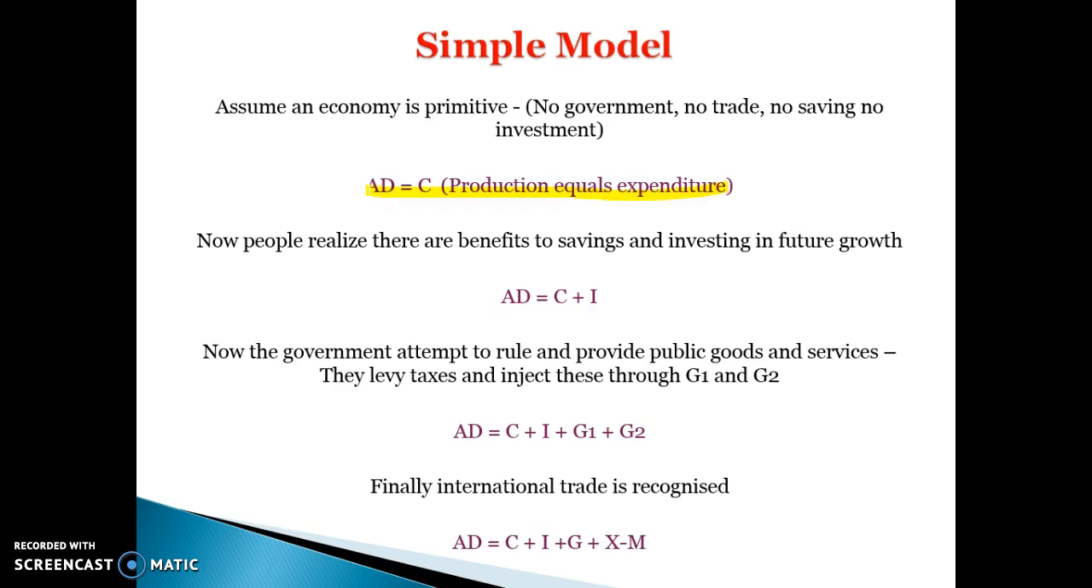But then people realise there's benefits to saving and investing in the future, so aggregate demand becomes consumption plus investment. And the government come along and they tax people, which reduces consumption and investment expenditure, but then they spend money on roads and public infrastructure and education and health. So aggregate demand becomes C plus I plus G1 plus G2. Then we chuck in international trade and aggregate demand becomes C plus I plus G plus X minus M. And we'll talk about this a little bit later.